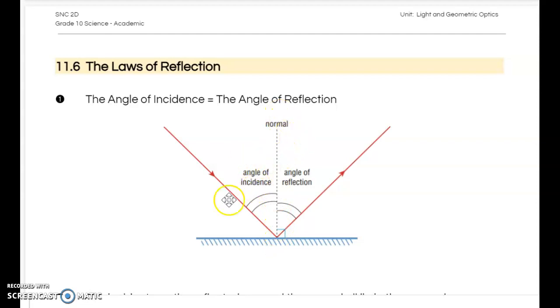You see that your angle of incidence, which is the angle between the incident ray and the normal, is equal to your angle of reflection. And hopefully you would have seen that in the video, with the ray box hitting and the angles being exactly the same. Hopefully that was pretty obvious for you when you did the lab or when you watched that video.